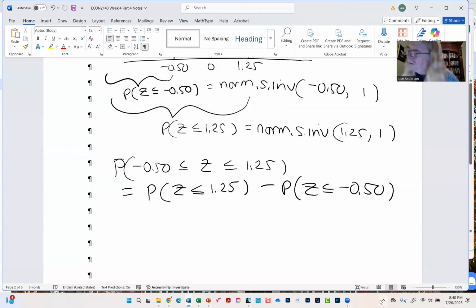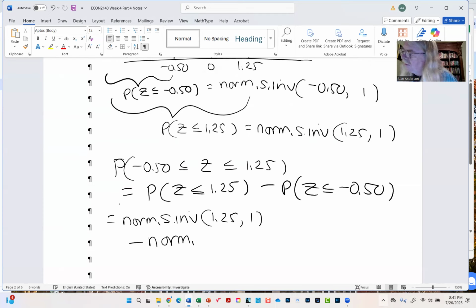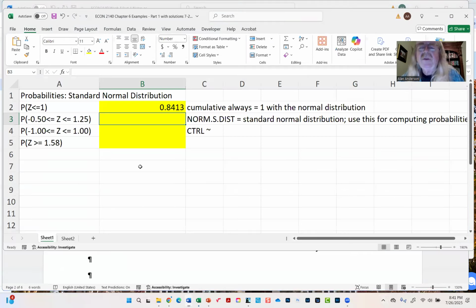So the Excel command will be norm.s.dist 1.25 comma 1 minus norm.s.dist negative 0.50 comma 1. All right. So in other words, even though Excel doesn't actually have this command built into it, we can work around it by doing it this way. And that's probably one of the reasons why the command's not in there. They figure, why waste a command on something you can do yourself?